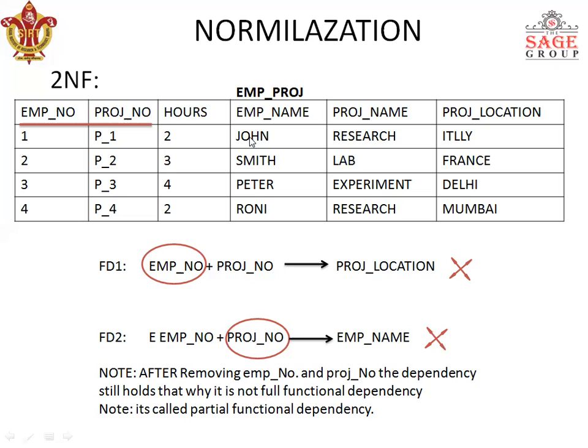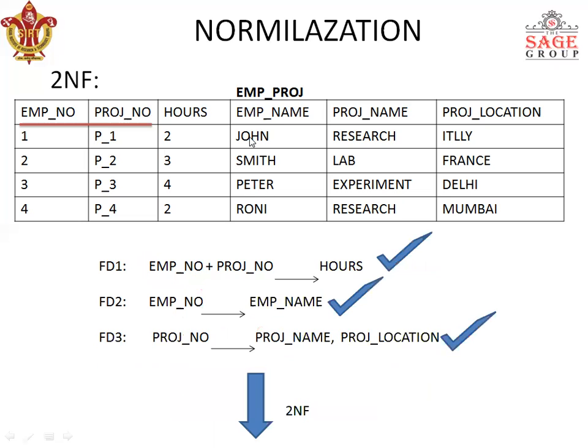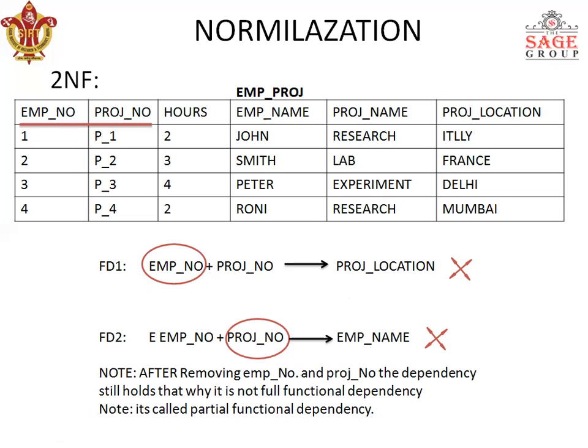So if we look at these two examples, we cannot say that this relation is in second normal form. Here in the note, I have mentioned that after removing employee number or project number, the dependencies still hold, because we can identify project location with the help of project number, and employee name with the help of employee number.